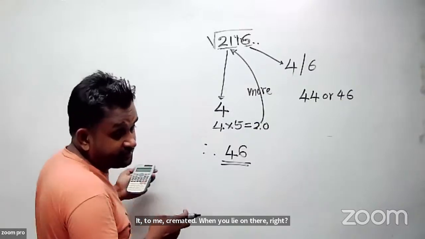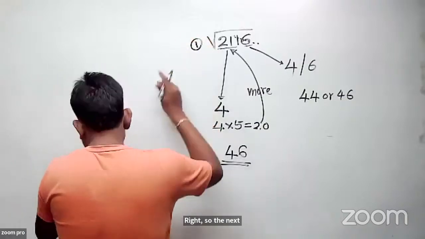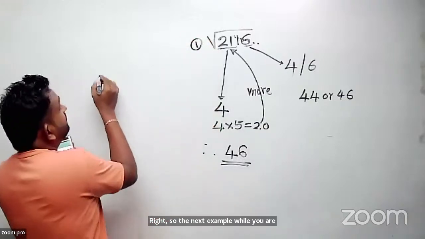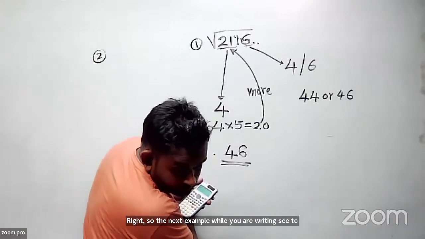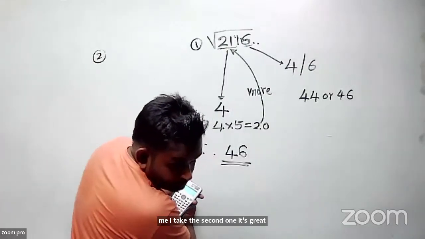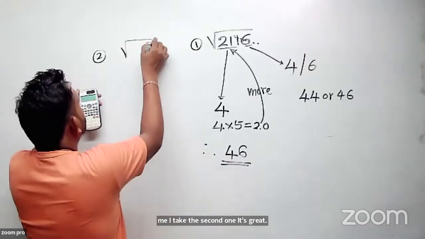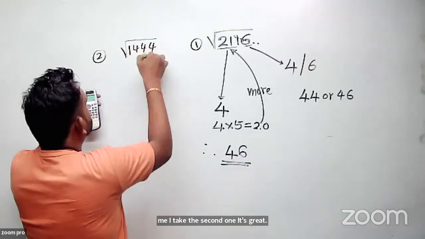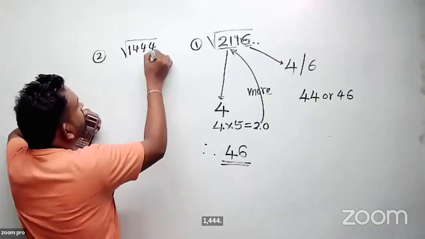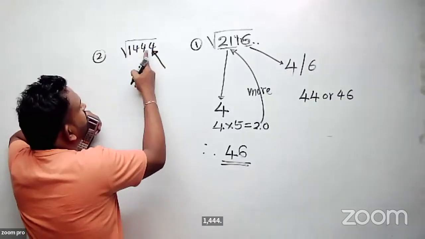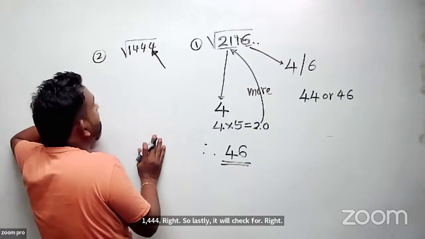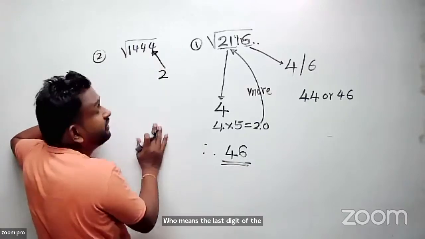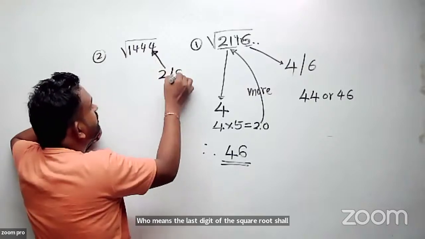Right. So the next example, while you are writing, see to me, I take the second one, square root 1444. Right. So last digit you check, 4. 4 means the last digit of the square root shall be either 2 or 8.